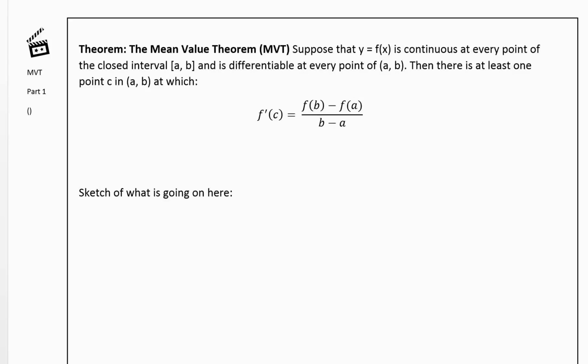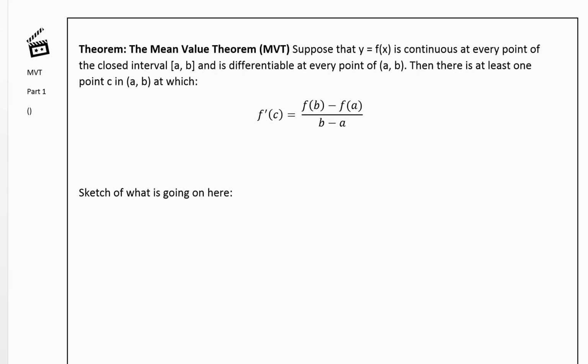Now we're going to learn something similar to Rolle's theorem, but it's actually a little more powerful, and it's called the mean value theorem. The mean value theorem says that suppose y equals f of x, your function is continuous at every point on an interval from a to b, and is differentiable on every point of that interval. That's the exact same thing as Rolle's theorem. Then there is at least one point c at which f prime of c equals f of b minus f of a over b minus a.